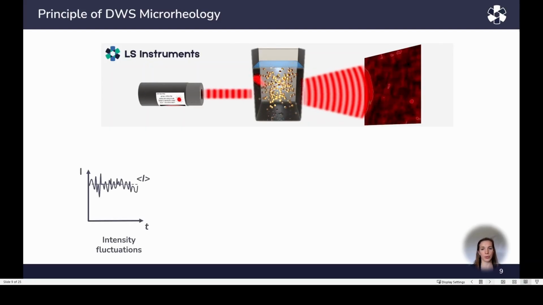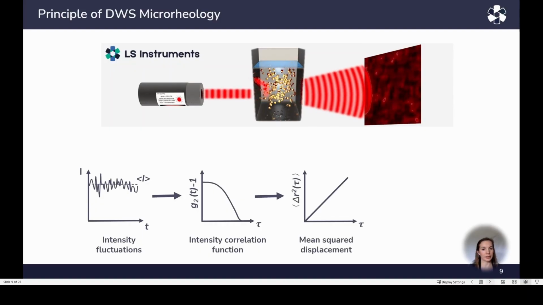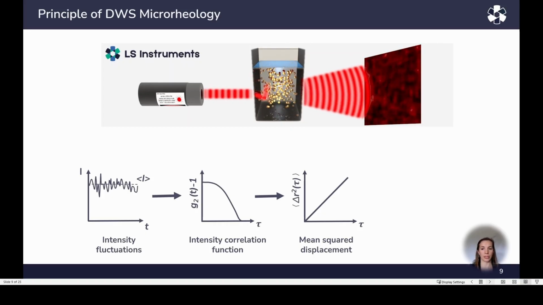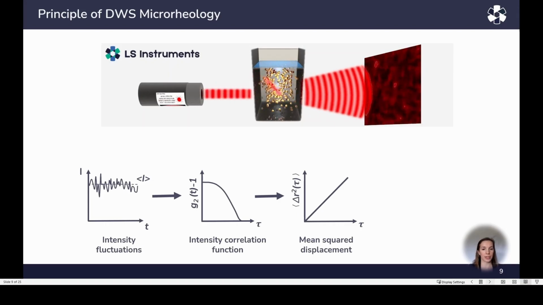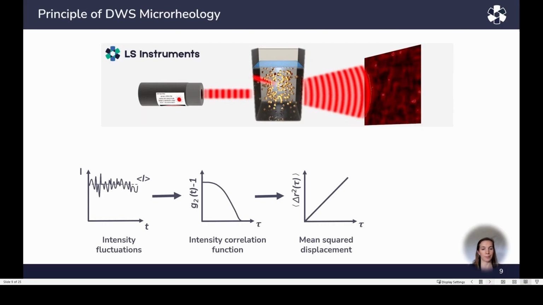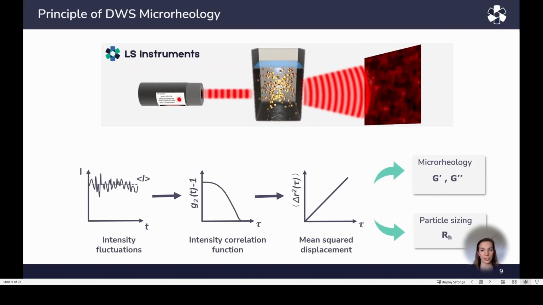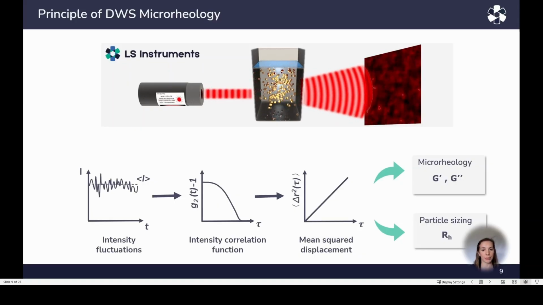The intensity fluctuations that are measured will be transformed into a correlation function from which a mean squared displacement is calculated. The mean squared displacement provides direct physical information about our sample. It shows how much the average particle moves in a given period of time. From the mean squared displacement curve, in short MSD curve, the microrheological parameters such as G' and G" and complex viscosity can be calculated. In the case of Newtonian behavior and known viscosity, in certain cases, even the average particle size can be measured.